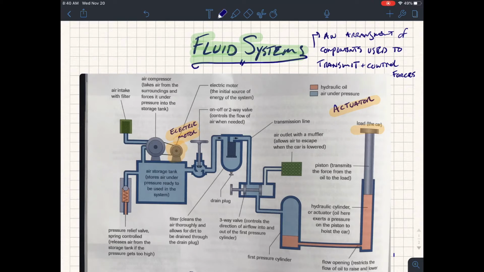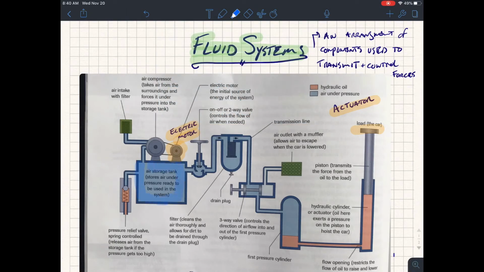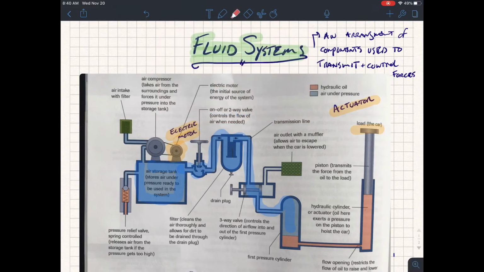So let's get to it. The first thing we're going to do is recognize that the blue system here, anything in blue, is air, and anything in this other color, maybe rose, is oil or hydraulics. So there's a separation of the two. If we were to use air to lift the car, because air is compressible, we'd have to use a lot more air to lift that car.